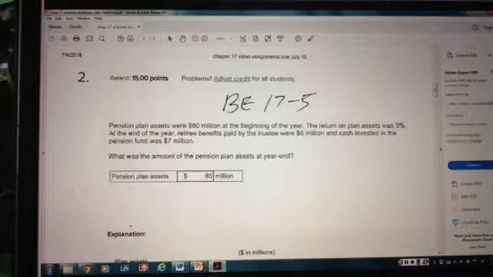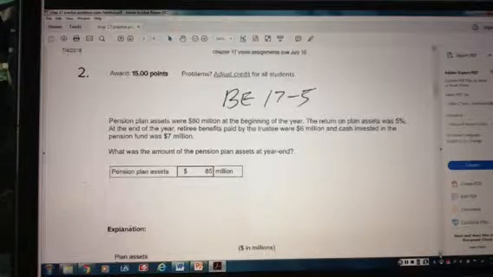At the end of the year, retiree benefits paid by the trustee was $6 million, and cash invested in the pension fund was $7 million. So we see that the return on plan assets was 5% of 80, which is $4 million, and benefits paid to retirees was $6 million, and cash invested, or the contributions by the employer, was $7 million. So how did they get that $85 million?